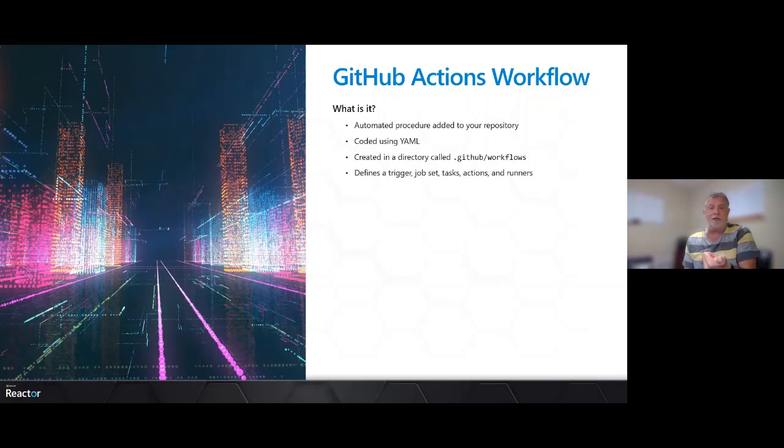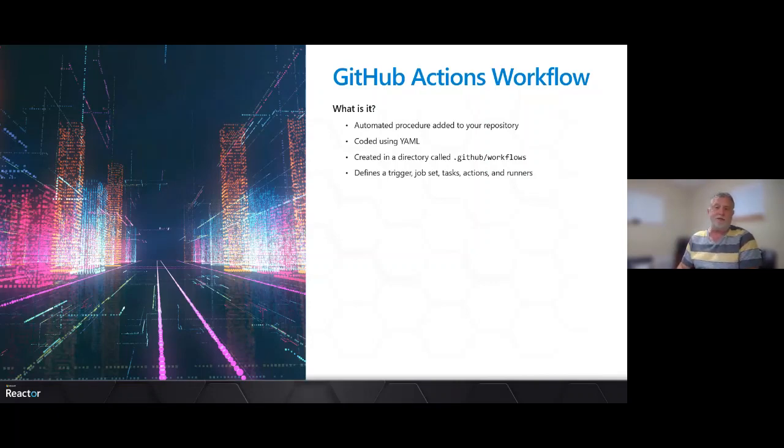It's an automated procedure, but this is going to be added to your repository. You're going to add this workflow to your repository using a defined convention by GitHub. It's going to be coded using YAML, and it's going to be created in a directory called .github/workflows. And what it does is basically it defines a trigger and a job set. That job set can contain tasks. Those tasks can execute actions, the GitHub actions we just talked about. And then you can define runners as far as agents that should host and execute your jobs.